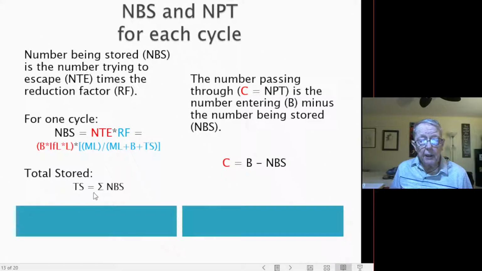And in the calculation, you've got to keep track of the total stored, and that's by adding every cycle. You get a number being stored, and you store it in a location. The next time you add to it, you keep adding. This is a running sum of the individual ones being stored in each cycle. The number passing through the inductor, C, the number leaving the inductor going to the resistor, is the number entering, B, minus the number being stored, and so C is equal to this. So these are equations I've developed, and I'm using them in a spreadsheet.